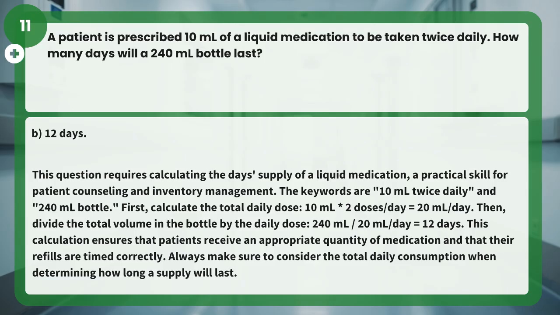Answer: B. 12 days. This question requires calculating the day's supply of a liquid medication, a practical skill for patient counseling and inventory management. The keywords are 10 milliliters twice daily and 240 milliliter bottle. First, calculate the total daily dose. 10 milliliters times 2 doses/day equals 20 milliliters per day. Then, divide the total volume in the bottle by the daily dose. 240 milliliters divided by 20 milliliters per day equals 12 days.